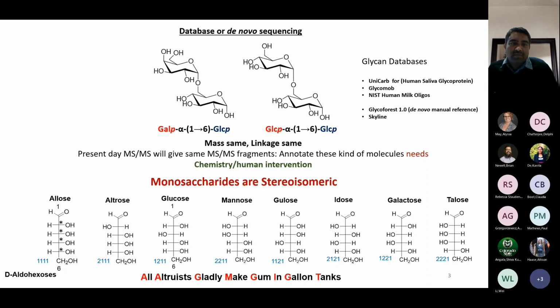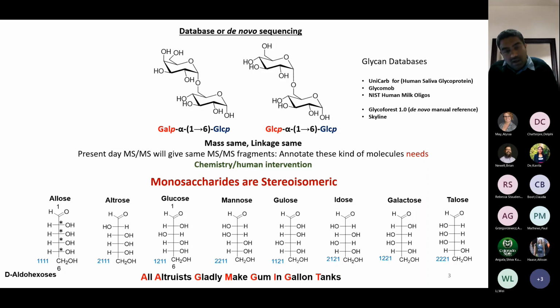And there are some glycan databases like UniCarb for human saliva glycoprotein. Its mobility is also stored in databases like GlycoMob. NIST has human milk oligos, but there are 9 billion species, and every species, every organelle, every type of cell have different carbohydrate manifestations. There is GlycoForest as a software as well, which goes for de novo, but it needs manual reference. And Skyline is there also, but it's mainly used for proteomics, where each building block is different. Alanine is different from glycine. Alanine is different from serine or tryptophan. So annotation is much easier.